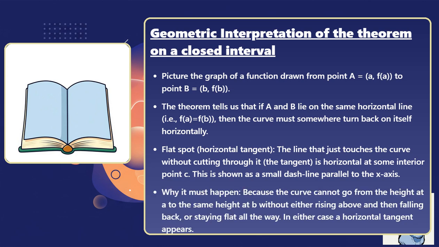Why must it happen? Because the curve cannot go from the height at A to the same height at B without either rising above and then falling back, or staying flat all the way. In either case, a horizontal tangent appears.